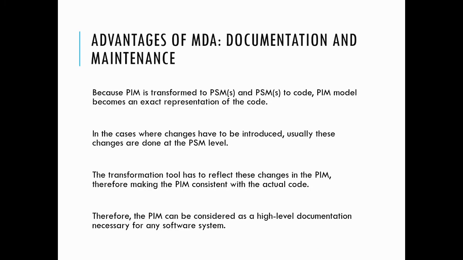Because the PIM is transformed to PSM or PSMs and PSM or PSMs to code, the PIM model becomes an exact representation of the code. In the case where changes have to be introduced, usually these changes are done at the PSM level. The transformation tool has to reflect these changes in the PIM, therefore making the PIM consistent with the actual code. Therefore, the PIM can be considered as high-level documentation necessary for any software system.